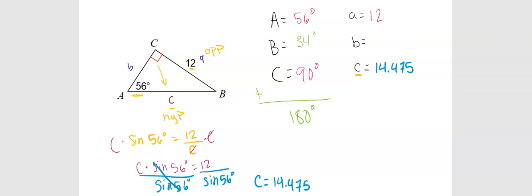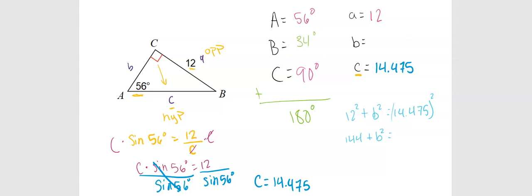And then I think one of the fastest ways for us to find little b is to use the Pythagorean theorem. So let me go ahead and get that started. So 12 squared plus b squared, we don't know b, equals 14.475 squared. So this one we're going to have to do a little bit of subtraction on. I know it's 12 squared. Looking for b squared will be. And then for this other part, I'm going to type that into my calculator.